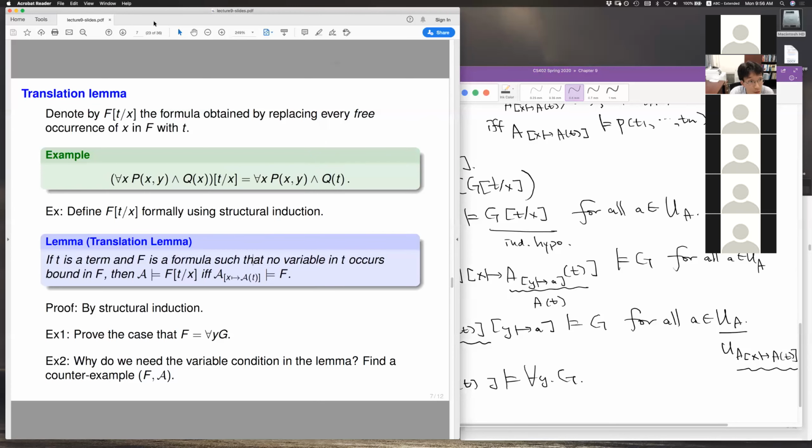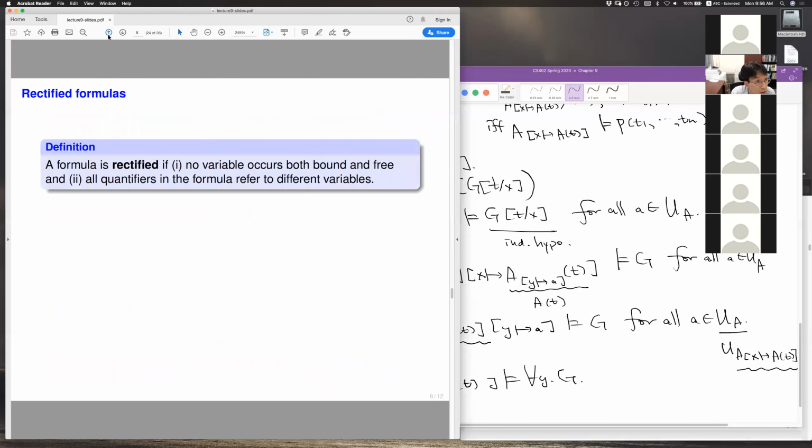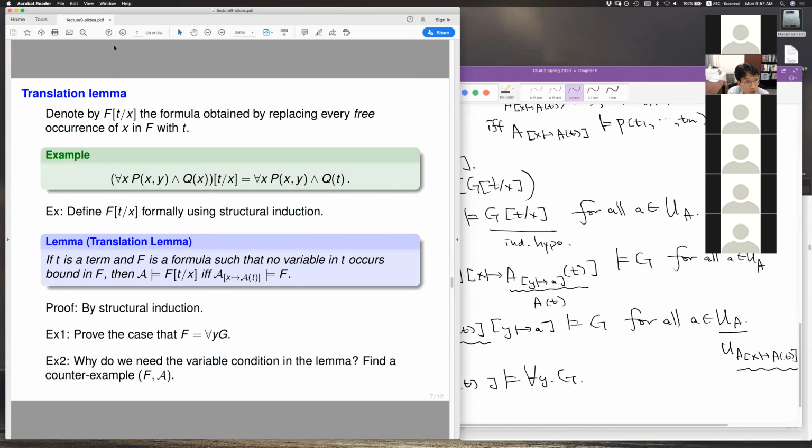Okay, so that's the proof. I mean, there's some part of the proof that I didn't show. Okay, that's a part of the proof. So where we are: we talked about substitutions, and we showed some property of substitution, which is called the translation lemma. It shows how this syntactic substitution operator can be explained in terms of some update operator on the structure, which is A here.